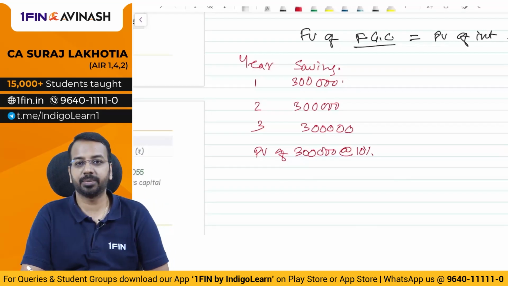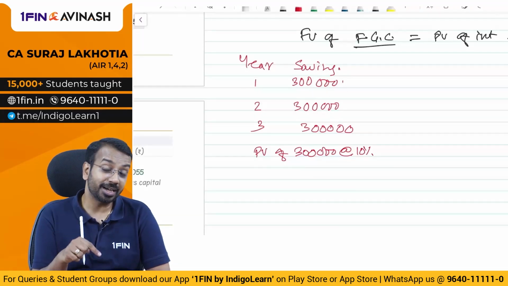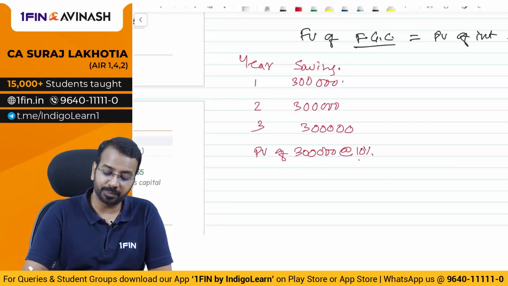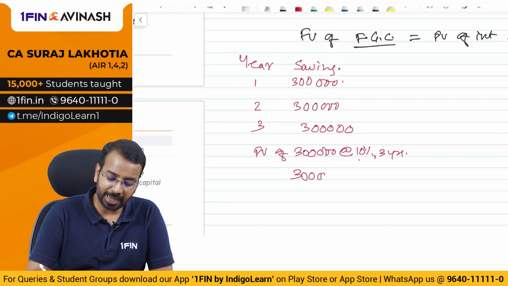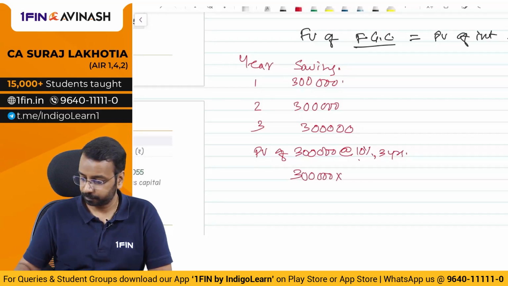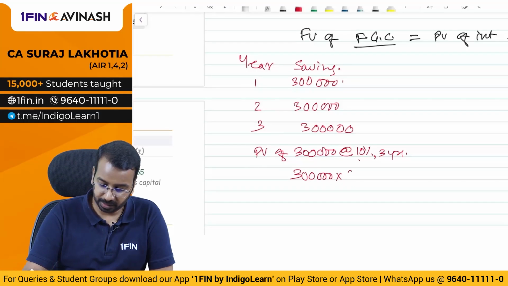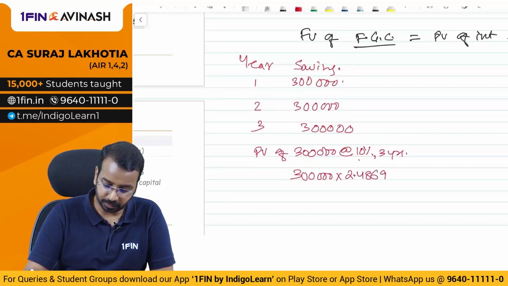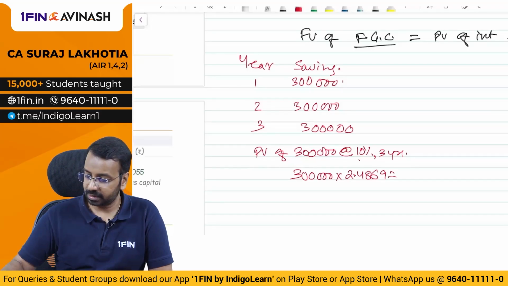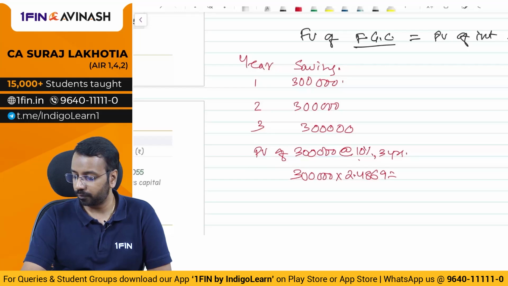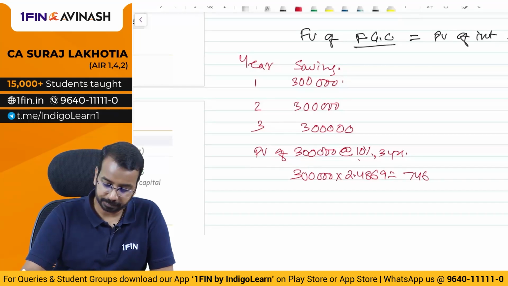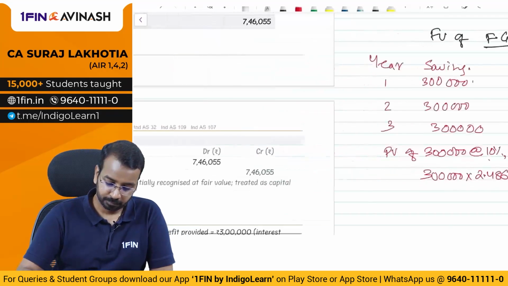10%. Sir, why not 7%? Because if the subsidiary had to take a loan, they would have paid 10% for 3 years. So that is nothing but 3 lakhs into 1 divided by 1.1, 1 year, 2, 3, grand total 2.4868. 2.4869 into 3 lakhs, if I do, I get 746055.